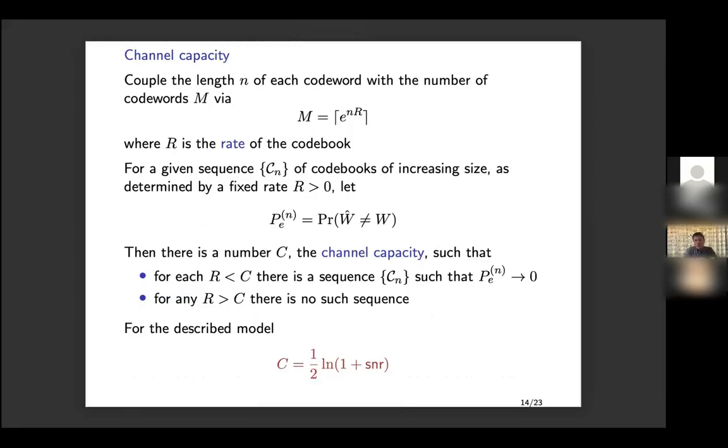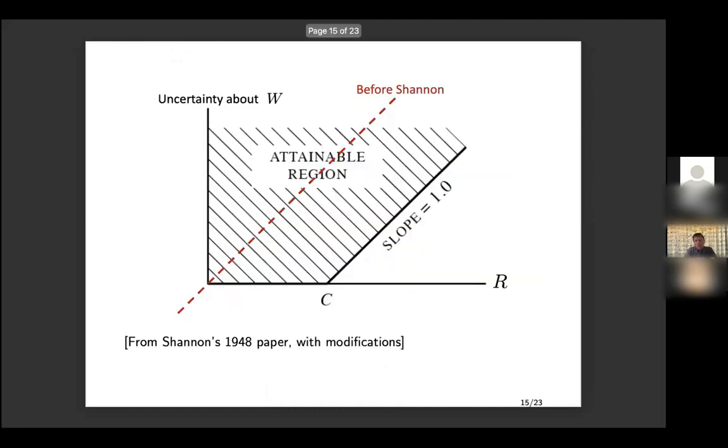And that's Shannon's theorem, you could say. He proved that there is something that is called channel capacity. He proved that capacity quantifies information transmission like I described. And he proved that for the model I described, there is a formula for capacity, and it's a rather simple formula.